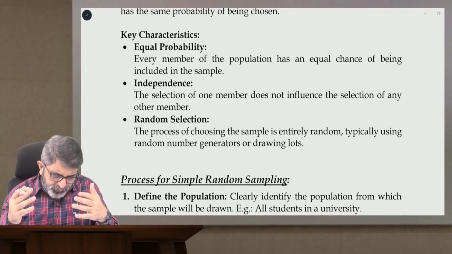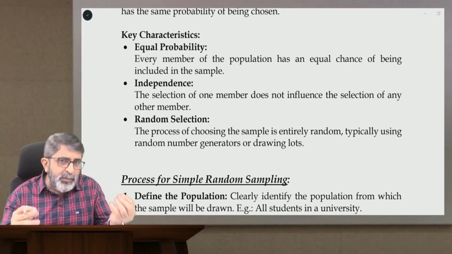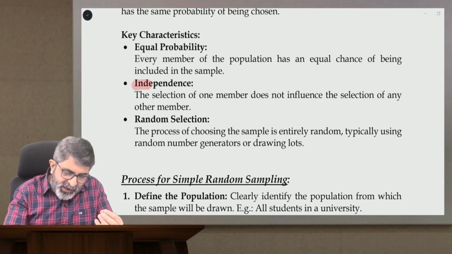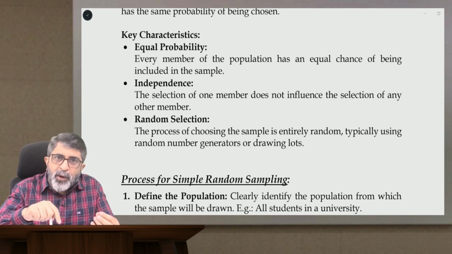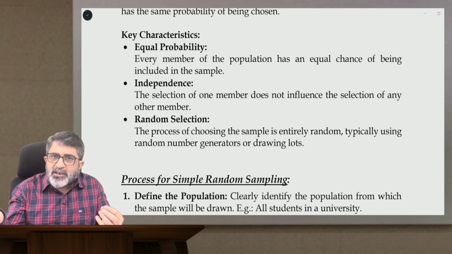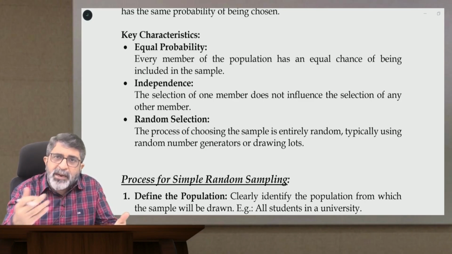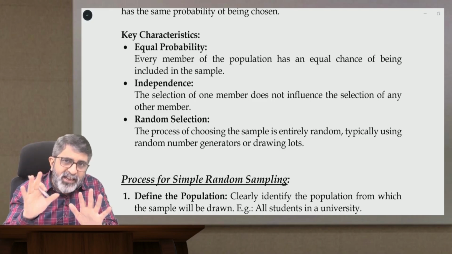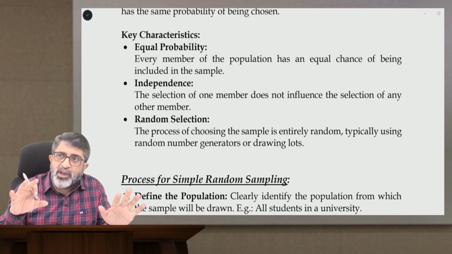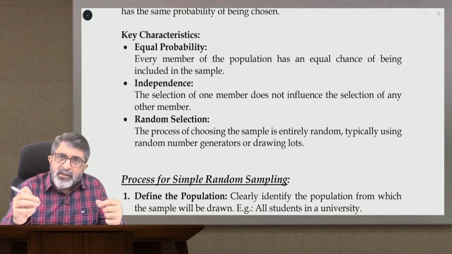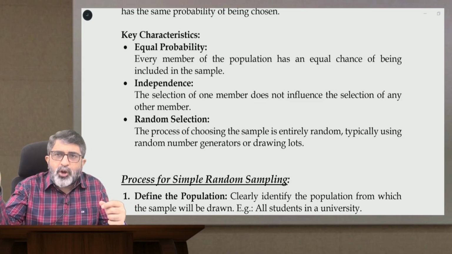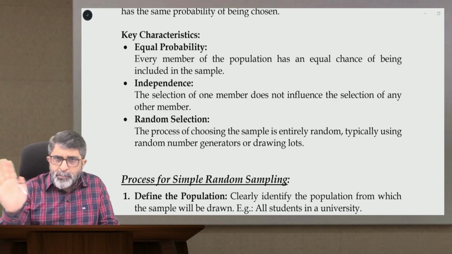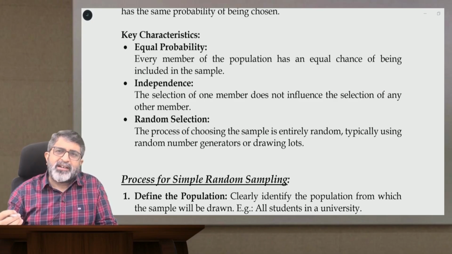First, equal probability. Every member of the population has equal chance of being picked. Independence: selection of one is independent of the other. That means anything can be picked up. Of course, how many items you are going to pick up, that is your decision about the sample size, but selection of one is not dependent on the other, it is independent. And random selection: there is no basis for selection, it is all randomly picked up.